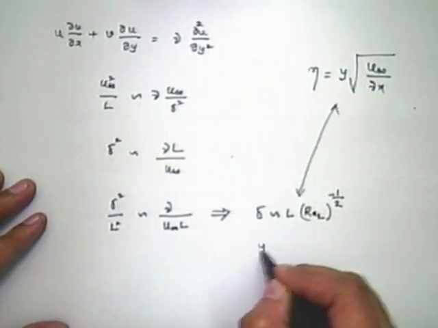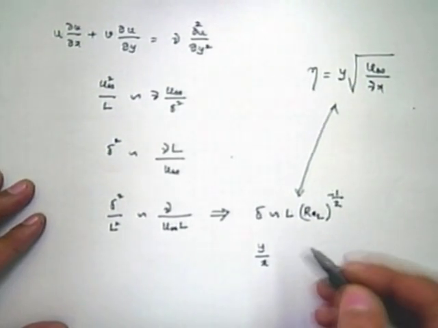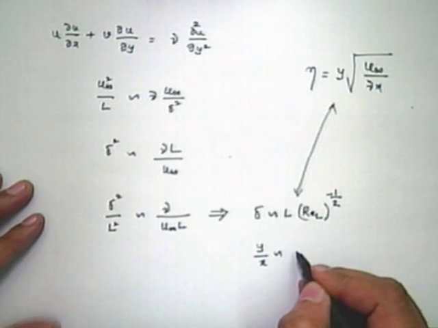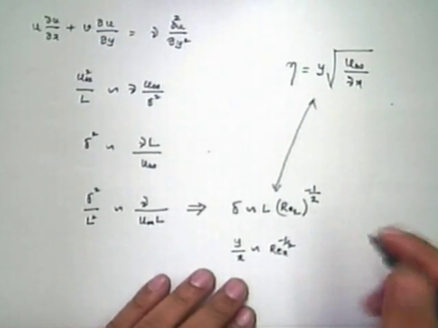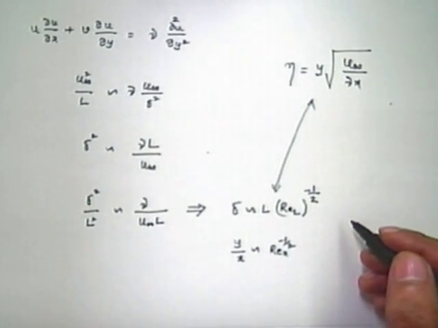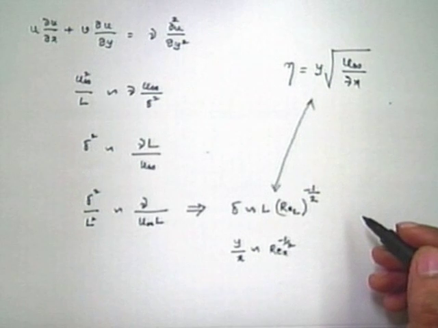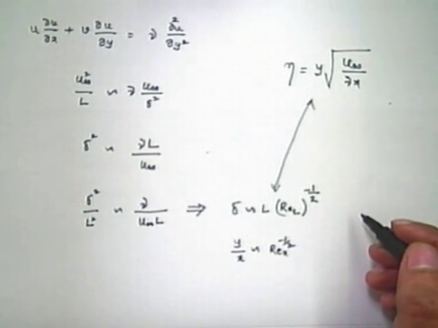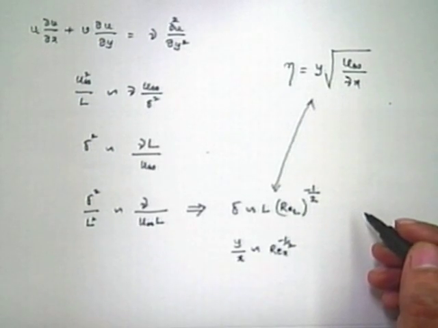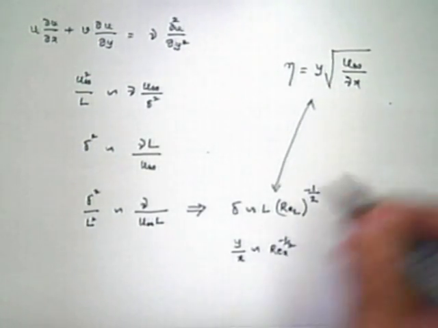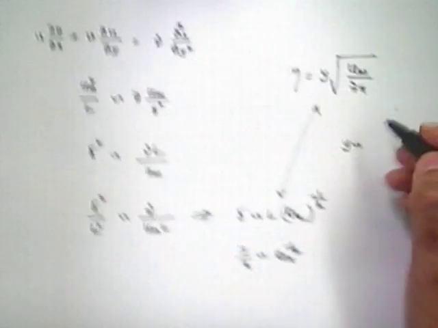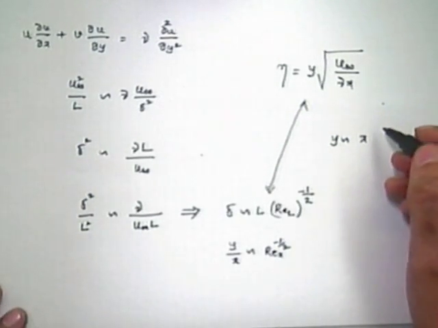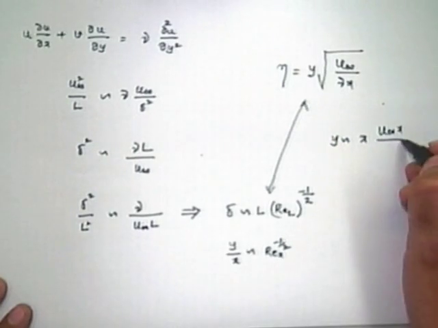That is y by x is of the order of Re x to the power of minus half. So, what am I doing? It is just there, y into square root of... Y is of the order of x into, what is Re x? Square root of u infinity x by nu.